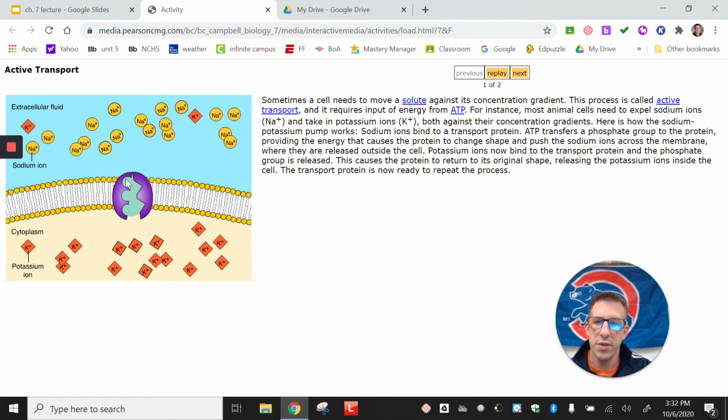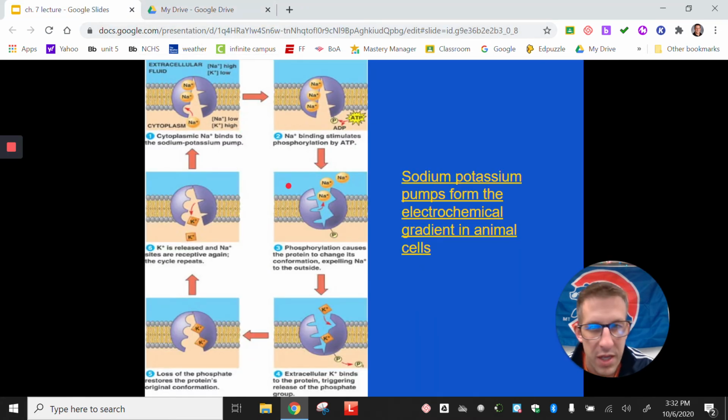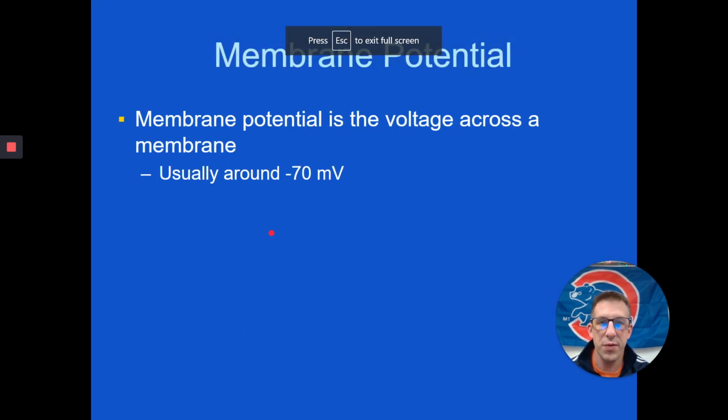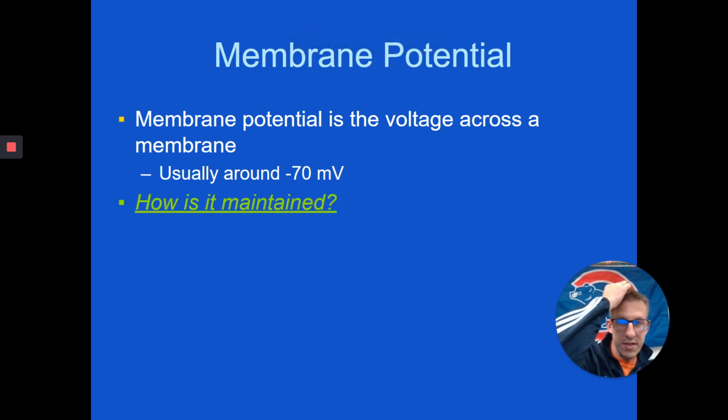Okay, so you see this little transport protein was responsible for reestablishing this ionic gradient that didn't naturally exist before. Okay, had to spend some energy to do so. That's why it is so important. Okay, so this diagram is kind of a walkthrough, gives you step-by-step exactly how that works. All right, so this creates what is known as the membrane potential, which is a voltage across the membrane.